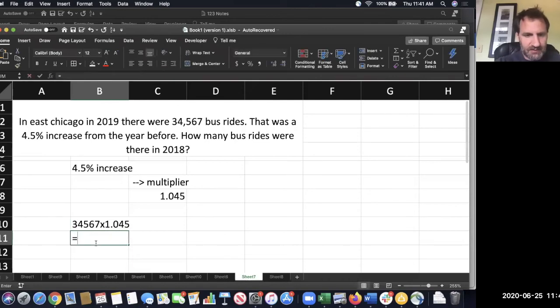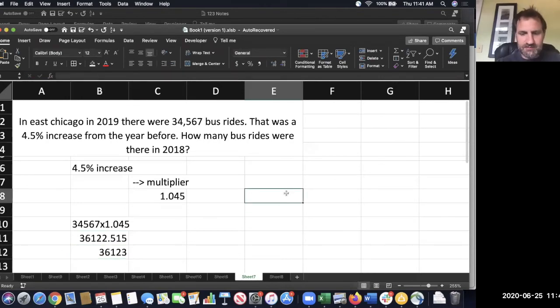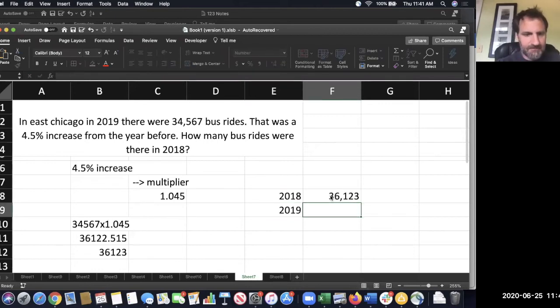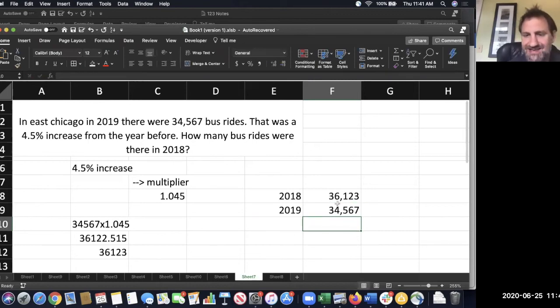But when we do that, we get this number, and of course we would round, 36,123. We think about this, I think you'll agree this answer doesn't make sense. Does this represent an increase from 2018 to 2019? No. Right. This would represent a decrease.